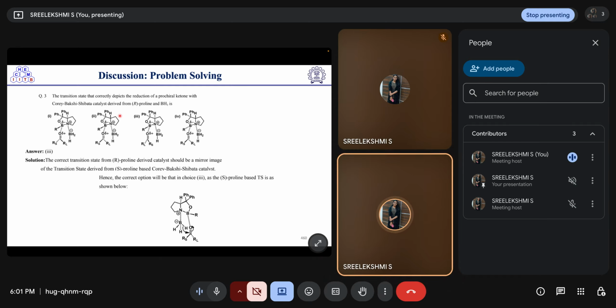So the correct answer would be option 3, as the S-proline based transition state is given below. So the S-proline based transition state means this one. The small group is on this side and the large group is on this side. So the mirror image of this one means it will be option 3. So the correct answer would be option 3.